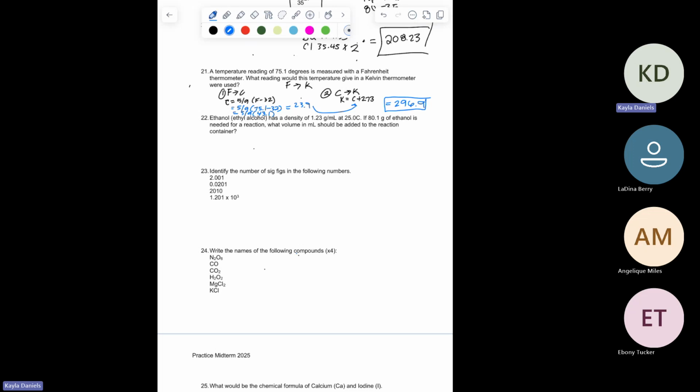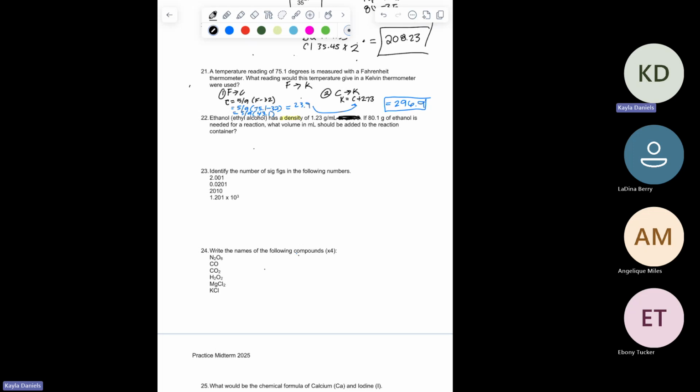All right, 22. Got a lot of weird wording here, but if you see the word density, this is the setup you're going to do. And remember, these questions are mimicked after the test. I just changed the numbers. So when you see density, this is what you want to do. Ethanol, ethyl alcohol has a density of 1.23 grams per mil at whatever temperature. When you see this problem on your test, you don't care about the temperature. Black that out so it doesn't confuse you.